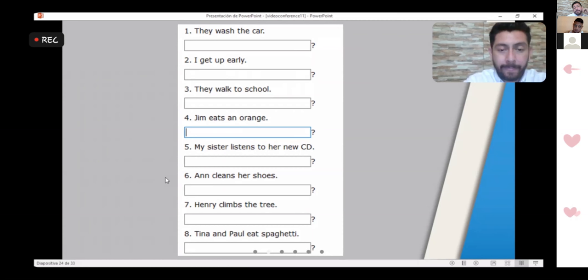Oh, number three. Number three. Aquí está, Félix está en la 2 y Cristina está en la 3. Yo estoy en la 3. Ok, pero entonces sería, aquí, acuérdense, la respuesta es school. School es un lugar, entonces, ¿qué voy a ocupar? Where, yes. Where do they walk to school? Where do they walk? Where do they walk? They walk to school.